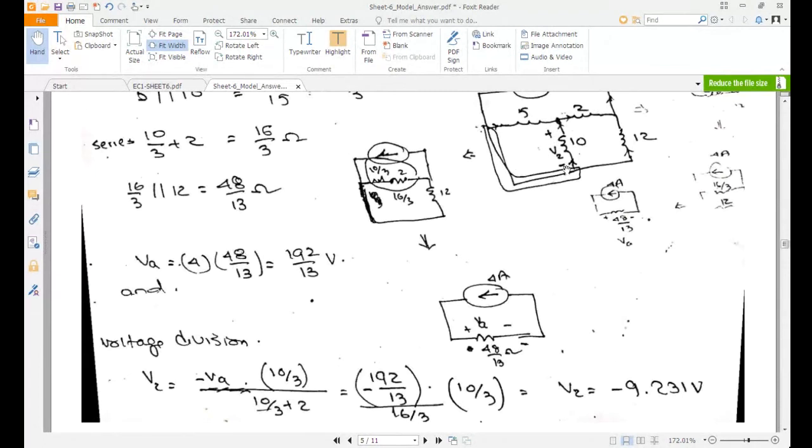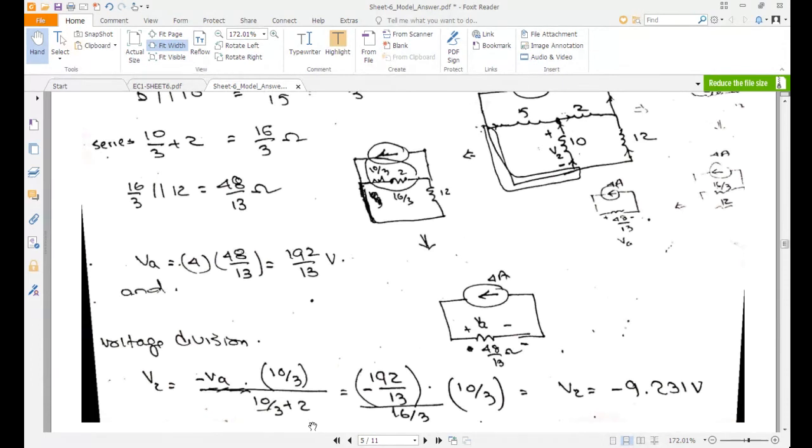This lead is plus, but we need here minus. That's why here minus VA. Is it clear? Multiplied by voltage divider formula. The same voltage: 10 by 3 divided by 10 by 3 plus 2. Plus 2 is the opposite resistance. 10 by 3 is the resistance at which the voltage has to be found.